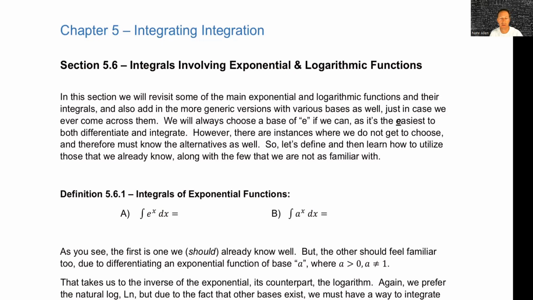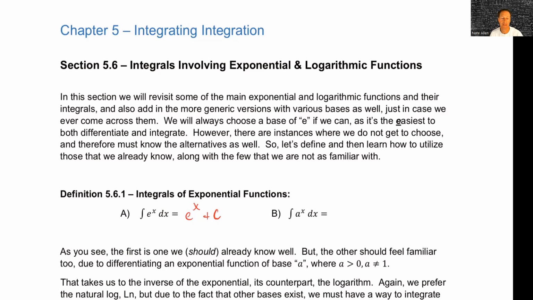Now, I asked you to try this one on your own because it is by far the easiest, no pun intended. When we have e to a power of x, and then we have the derivative, no u-sub needed, we know that the derivative of e to the x is just e to the x dx, of course. So the antiderivative of e to the x dx is simply itself plus that possible constant.